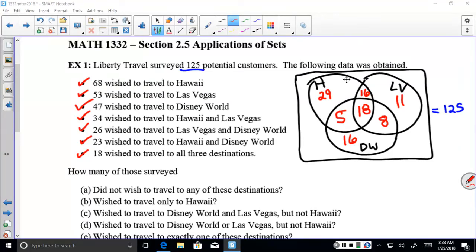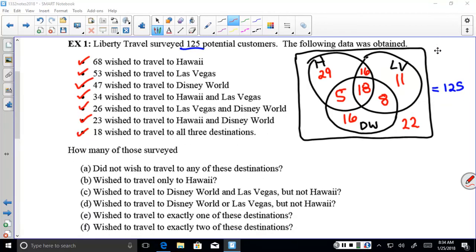Is there going to be a number outside the circles but inside the rectangle? And if so, who would it be? Right, they don't want to go these 3 places. I mean, they obviously are wanting to go somewhere because they're at Liberty Travel, but not these 3 places, okay? So if I take 125 and I subtract all the numbers that are in these circles, that's going to leave me with 22 people who'd rather go somewhere else.